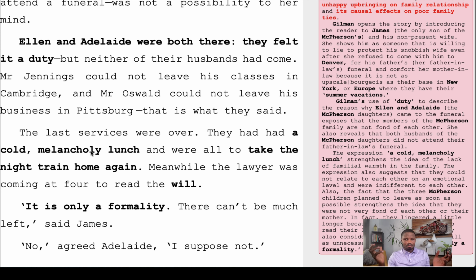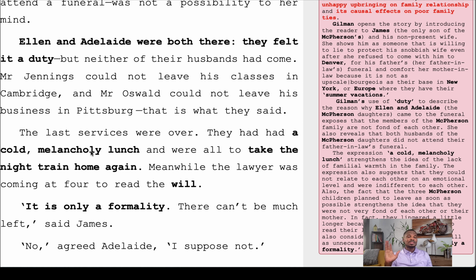Also, the fact that the three McPherson children planned to leave as soon as possible strengthens the idea that they were not very fond of each other or their mother. In fact, they lingered a little longer because a lawyer was coming to read their late father's will. They also considered the reading of the will as unnecessary, describing it as only a formality.